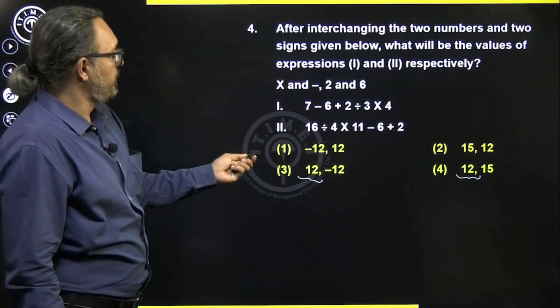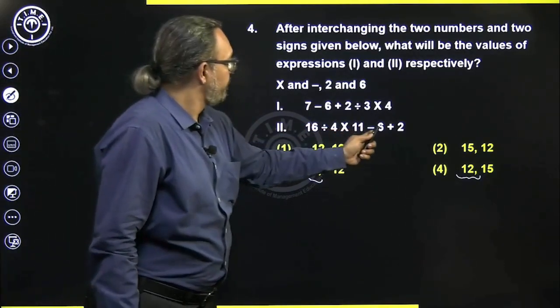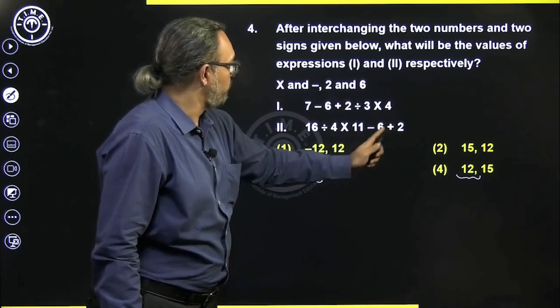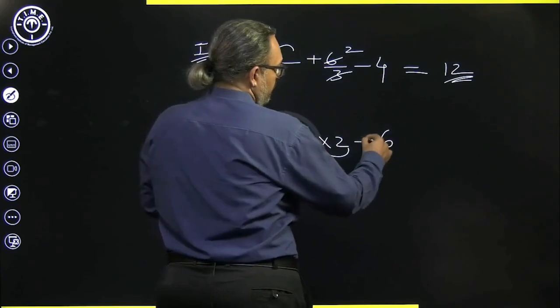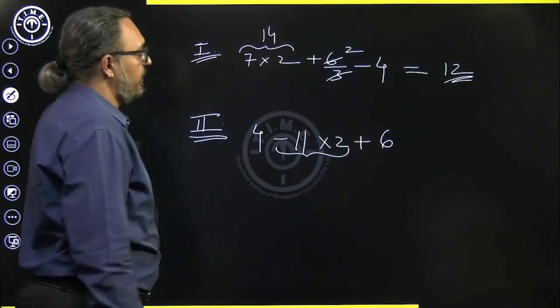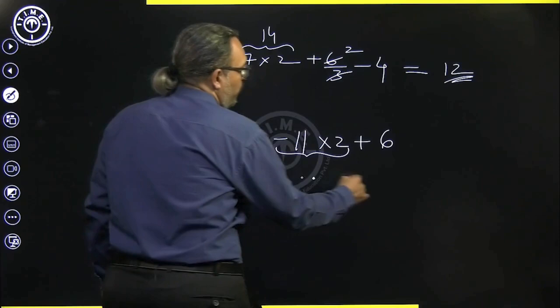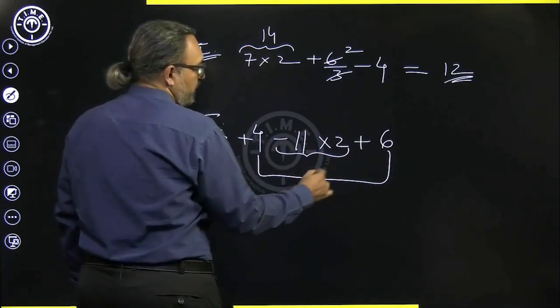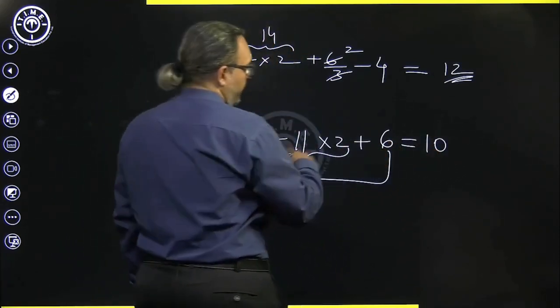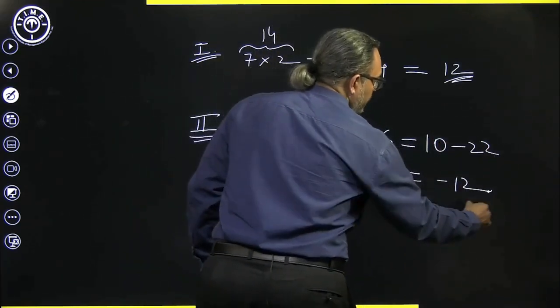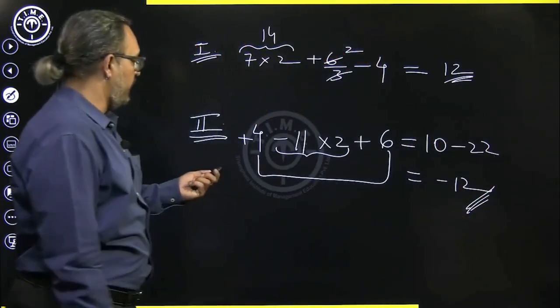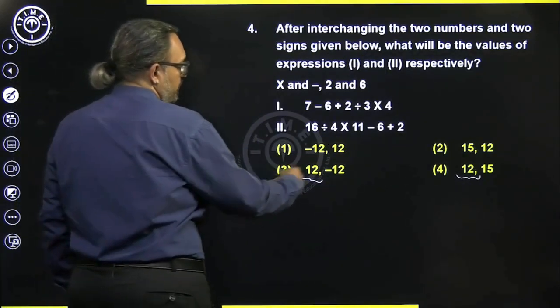And you have a plus here. So that will be plus 6, not minus 6, plus 6. So here you have 4 and 6, so both are positive numbers, that will give you 10, and then you have negative 22. So this will be negative 12, correct. So I now get my answer, which is the third option.